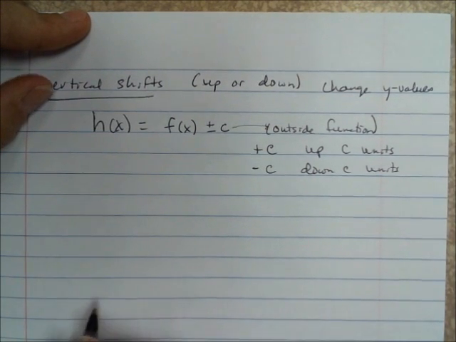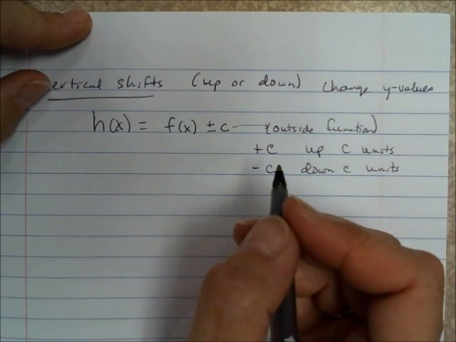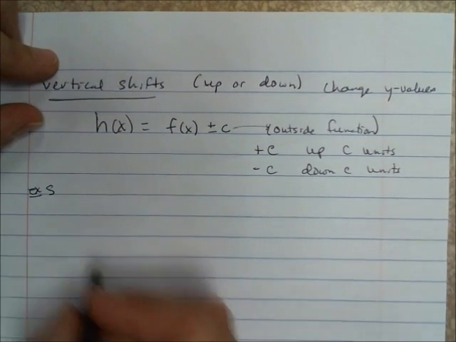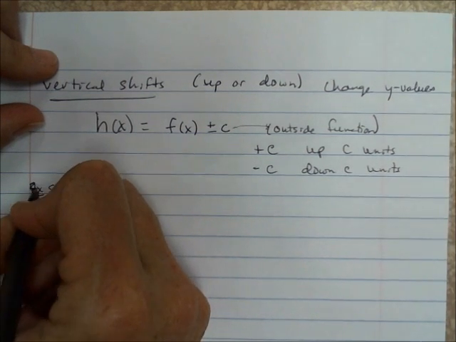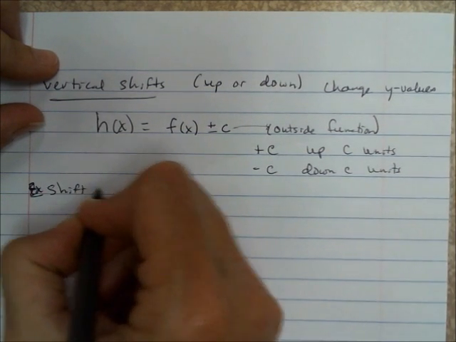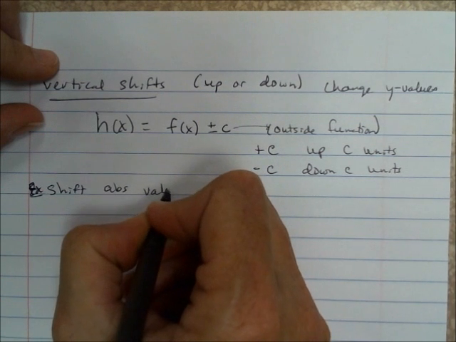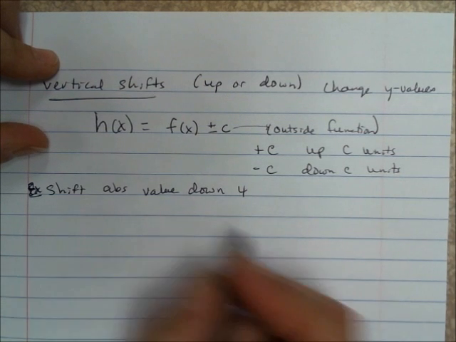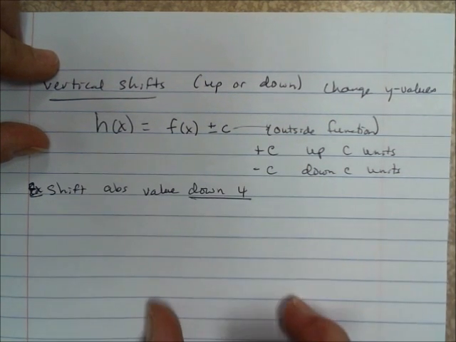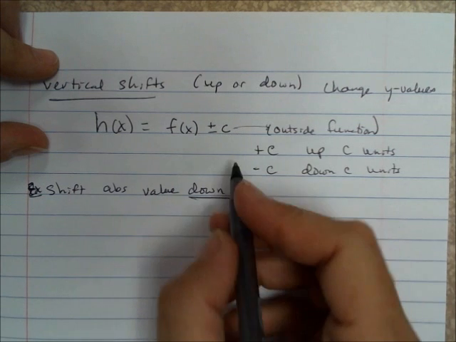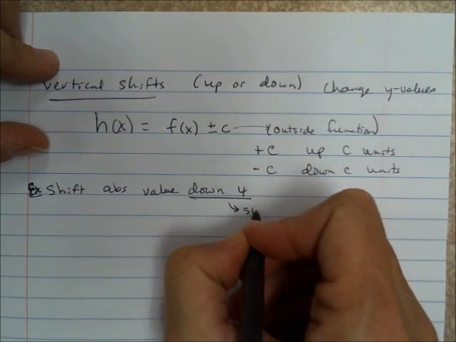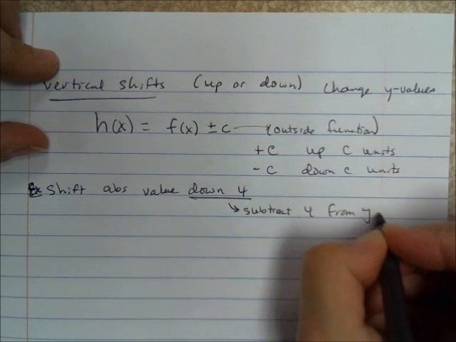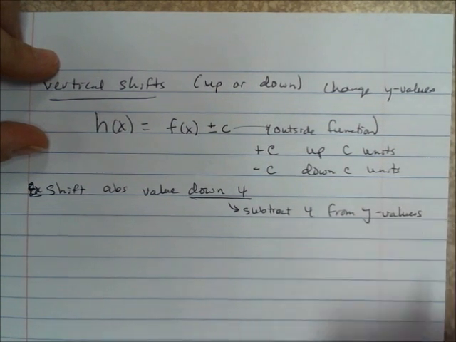So let's get a couple of examples. Let's take an absolute value function and let's shift it down 4. So here's our example. Let's shift an absolute value down. Let's go down 4 this time. And if we're going down 4, that means we're going to take all those y values and subtract 4 from them. So that's our little note. Subtract 4 from the y values. And that'll move the whole thing down.